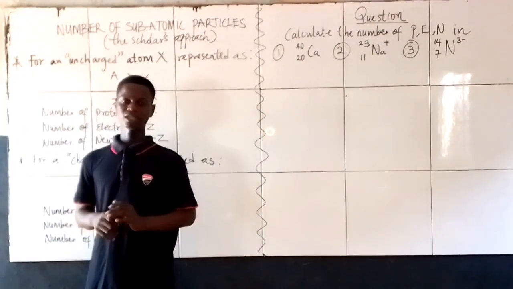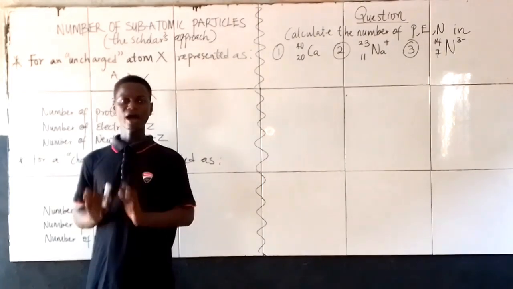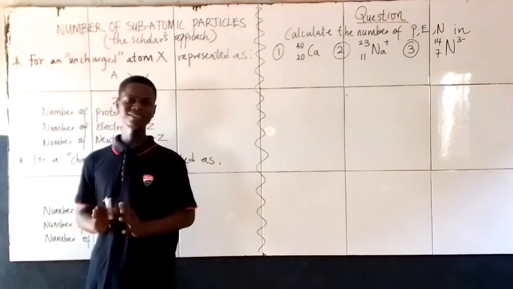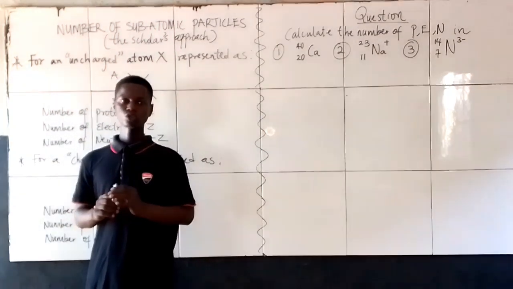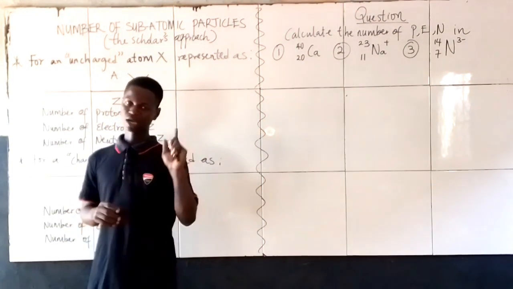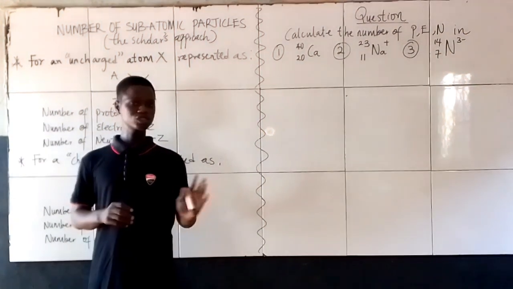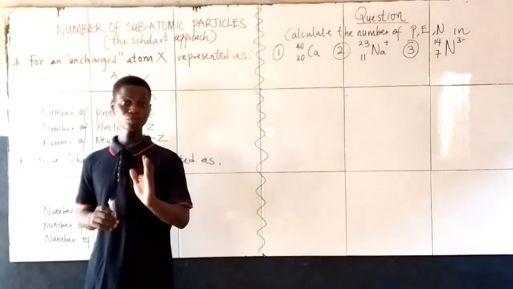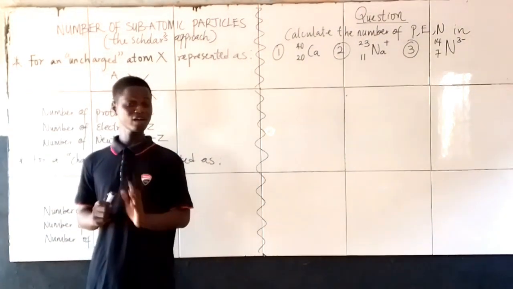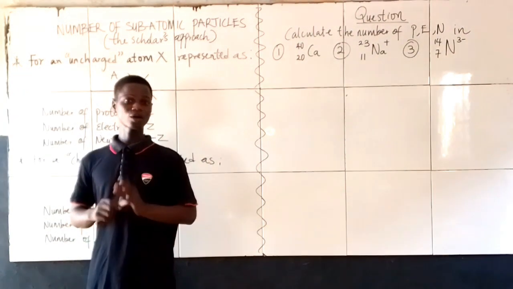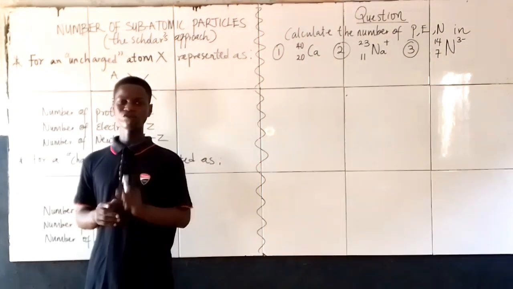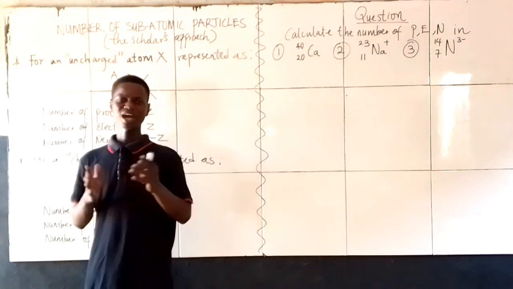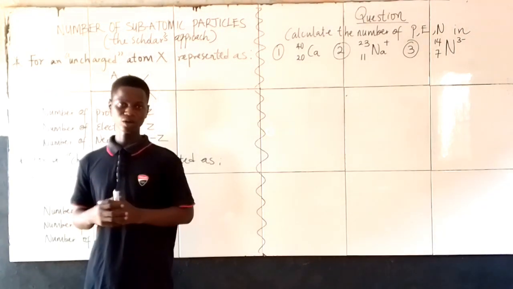In this video lesson, I'll be showing you how to approach questions on finding the number of subatomic particles in an atom. So we shall be looking at the scholar's approach. Before we get into questions, I would like to show us some key points and formulas we have to have at the back of our mind before we can comfortably solve questions that have to do with the number of subatomic particles. Now, what are these formulas we must have at the back of our mind?